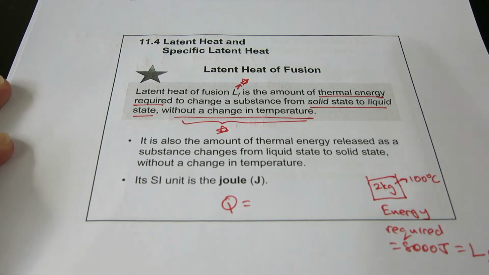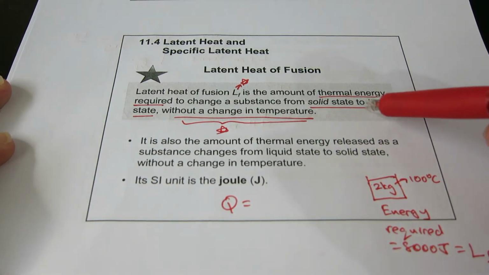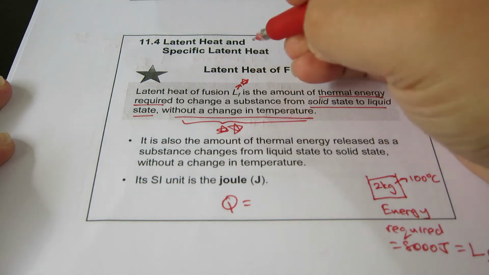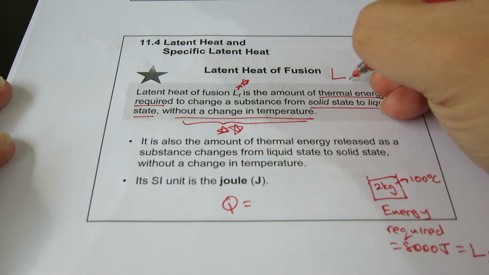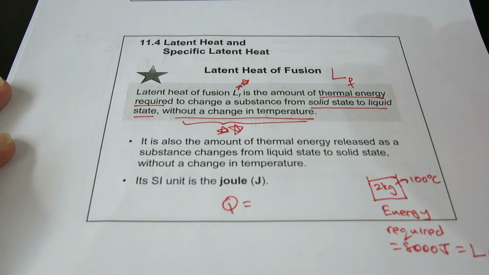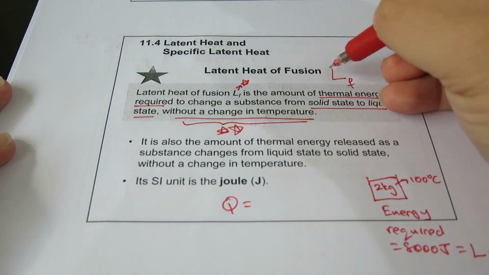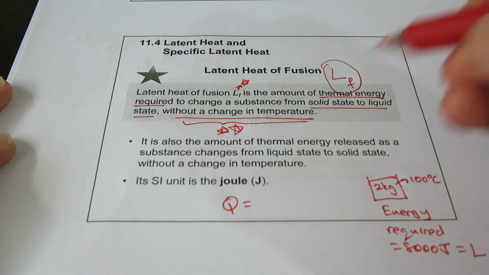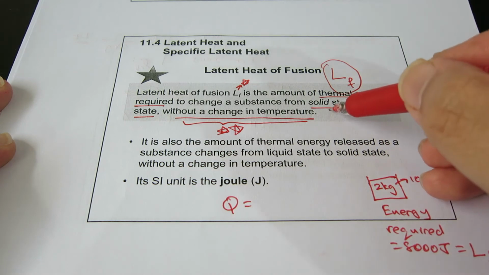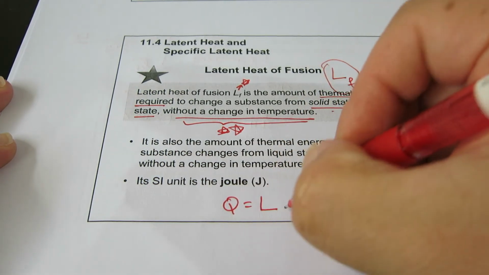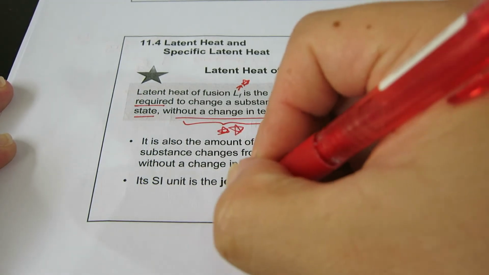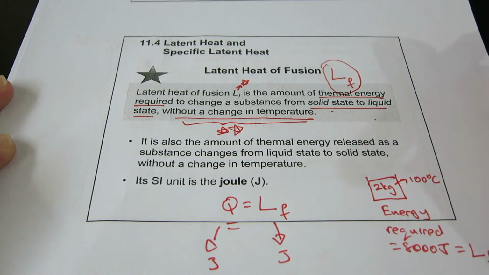Latent heat of fusion is the amount of thermal energy required to change a substance from solid to liquid without a change in temperature. You see this kind of definition again. It is written as big L_F, capital L with a subscript F. It's not L times F; together it means one symbol, L_F, the latent heat of fusion. The amount of energy required to change an object from solid to liquid is the latent heat of fusion. Q is the energy. The unit of the latent heat of fusion is joule, because energy is in joules.